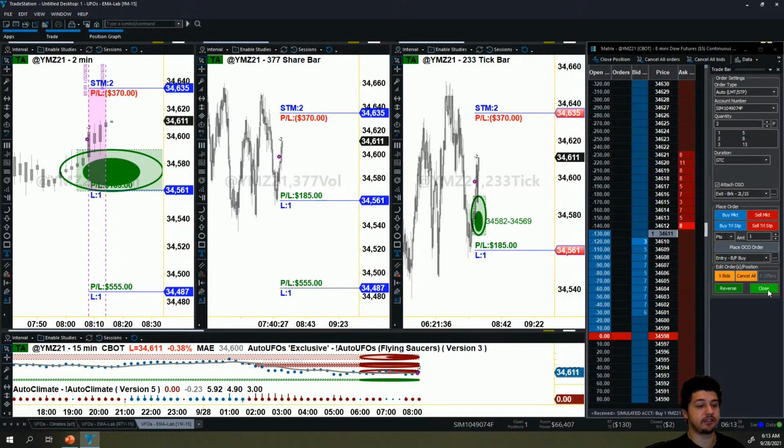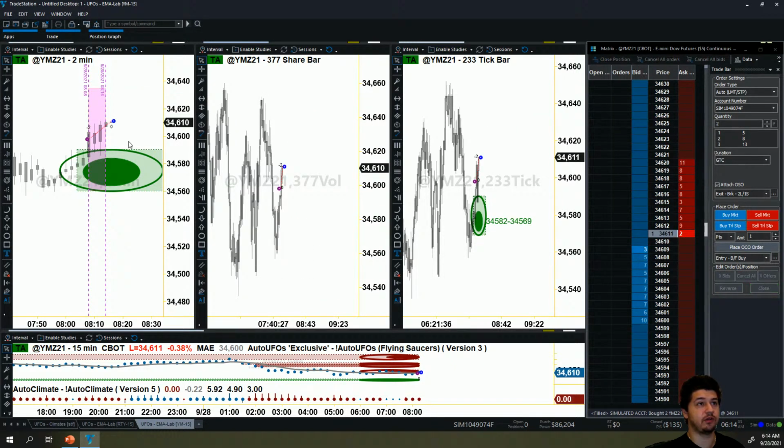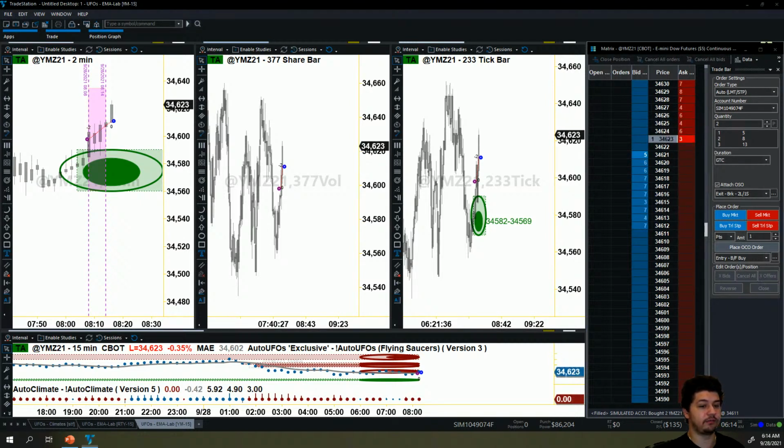Looks like it wants to go a little bit higher. All right, so we're going to go ahead and close that there. It's for a small loss. It's no big deal. Okay, well, there we go. Aren't we glad we closed it there, huh? Right?